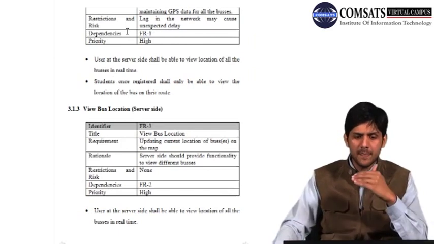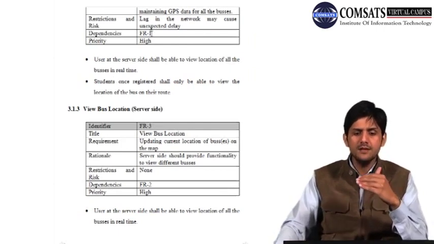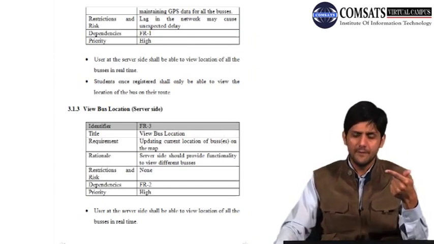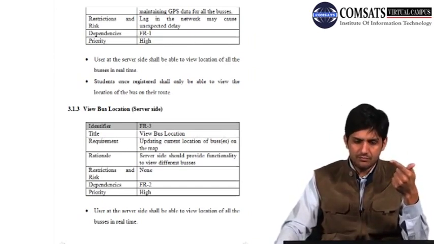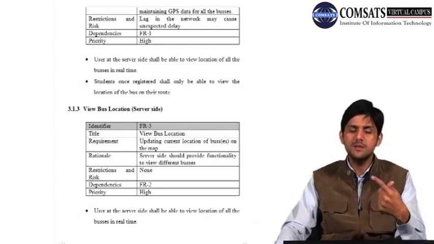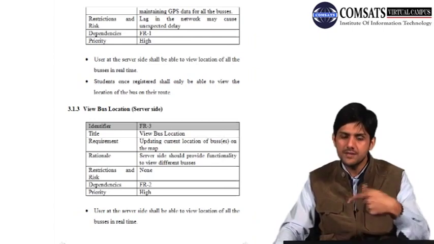So in terms of dependency, we are saying that this is dependent on the first requirement. What was the first requirement? The first requirement was to get the location of the bus, so we are saying that this is dependent on the first one, and again the priority of this is very high.